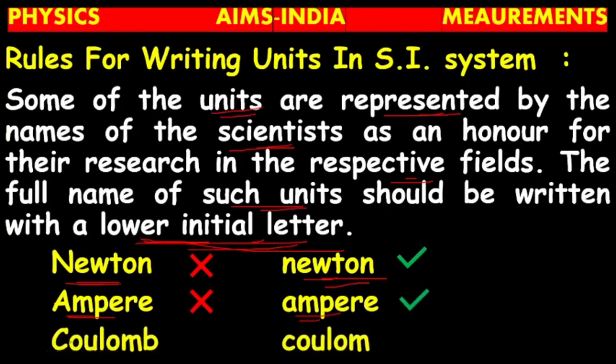Next, coulomb, the unit for charge, with capital C is wrong. We have to write it with small c. Spelling: coulomb. So this is the second rule. If we are writing the unit by mentioning its scientist's name, the initial letter should be a small letter.